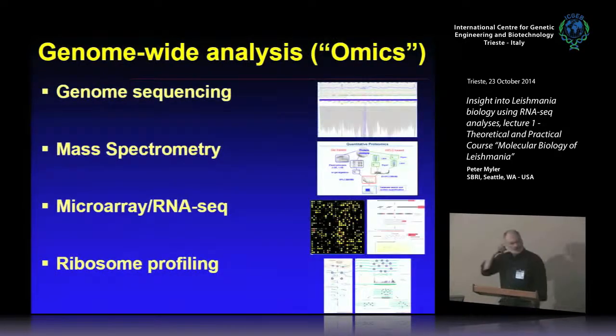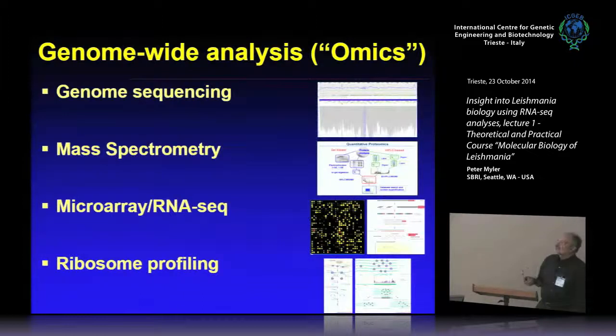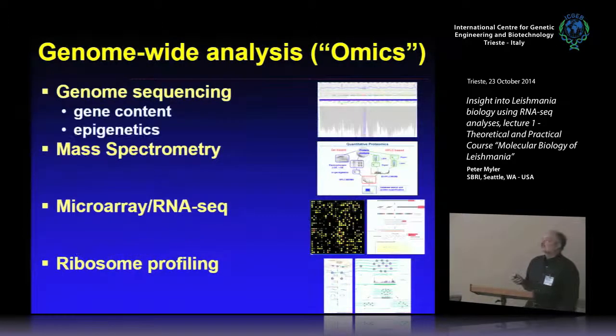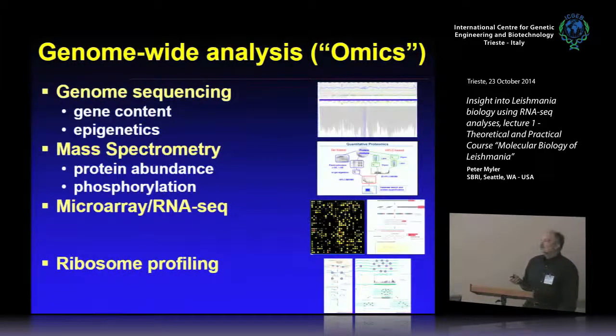OK, so I'm just going to give you a little background on genome scale analyses, or Omics, as they're called. Really, there's four different technologies that we can use. Genome sequencing, which really tells you about the gene content, but also can tell you about modification of the DNA as well. So that's epigenetics. Mass spectrometry can tell you about protein abundance and phosphorylation. You can also look at metabolomics using mass spectrometry, which I should put on this slide, I guess.